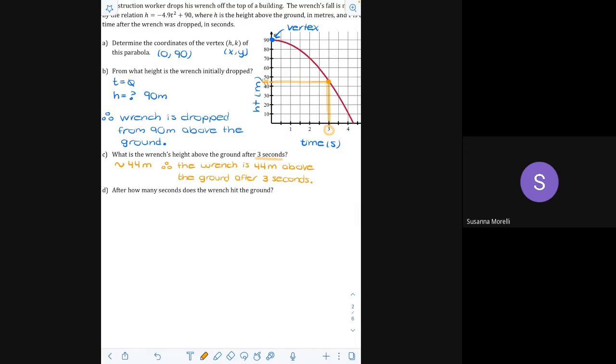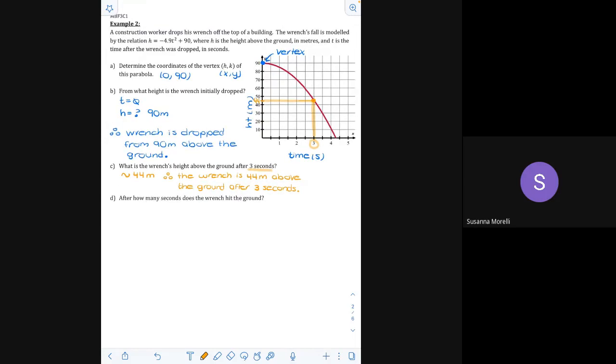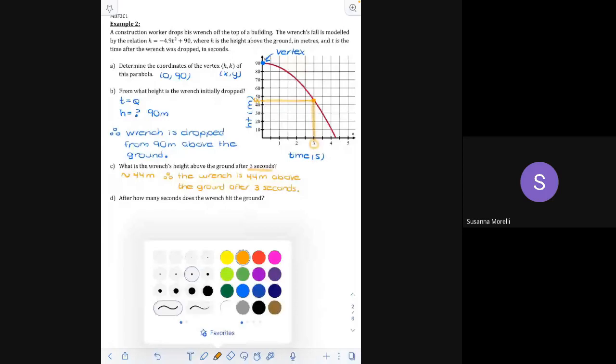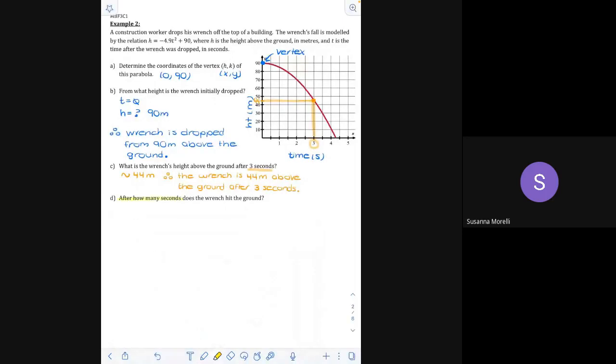All right, after how many seconds does the wrench hit the ground? The key word is after how many seconds? And it hits the ground. So when it hits the ground, H is going to be 0, right? Ground zero. And they want to know after how many seconds it hits the ground. So we're interested in this point here, and where does that point occur?